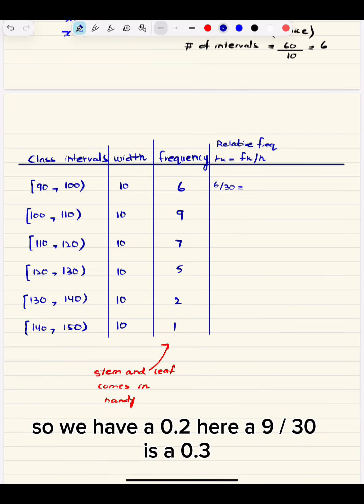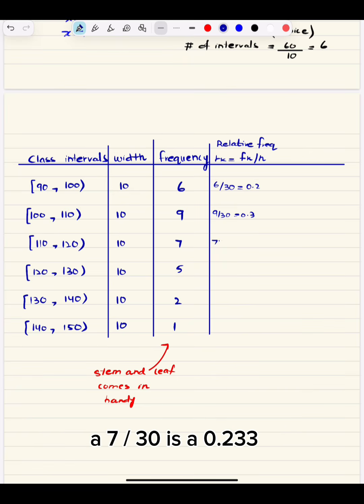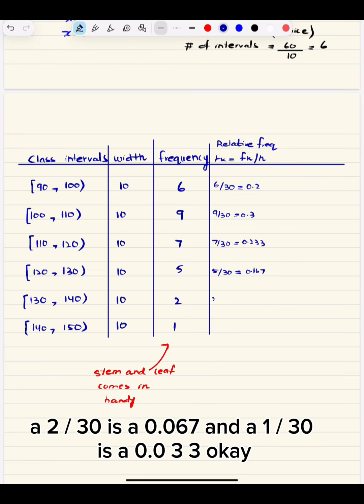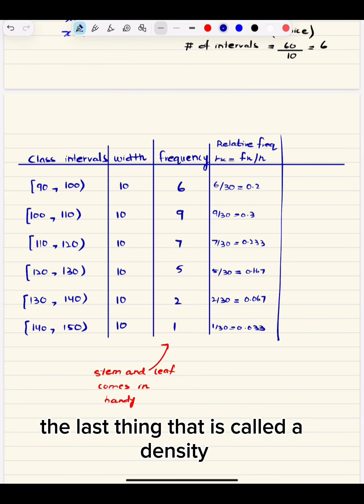So we have a 0.2 here, and 9 divided by 30 is a 0.3, a 7 divided by 30 is a 0.233, a 5 divided by 30 is a 0.167, a 2 divided by 30 is a 0.067, and a 1 divided by 30 is a 0.033. Okay, the last thing that is called density.